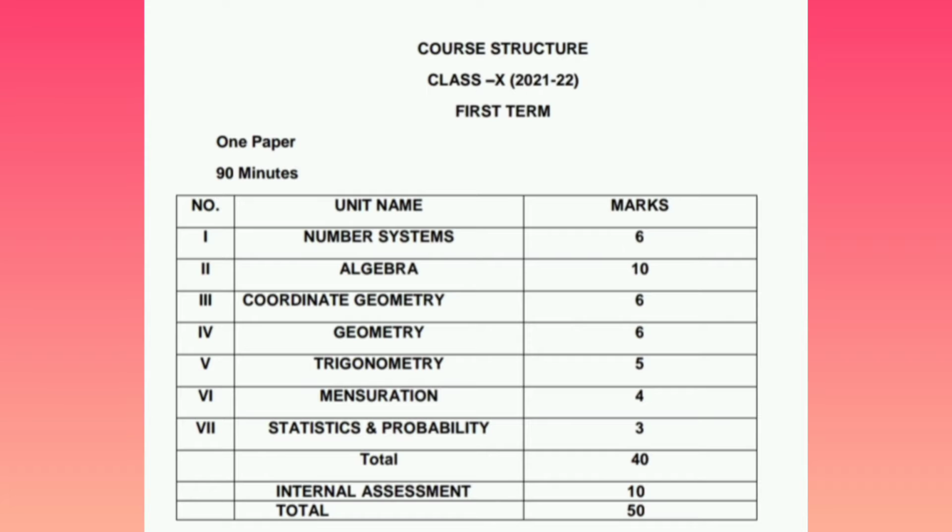The CBSE board examination is divided into two parts, term 1 and term 2. Term 1 will be held in the month of November and term 2 in March or April. In the term 1 syllabus, the first chapter is number system. In the number system, 6 marks will come. In algebra, 8 marks. Coordinate geometry, 6 marks. Geometry, 6 marks. Trigonometry, 5 marks. Mensuration, 4 marks. Statistics and probability, 3 marks. Total 40 marks examination you will give in the month of November.